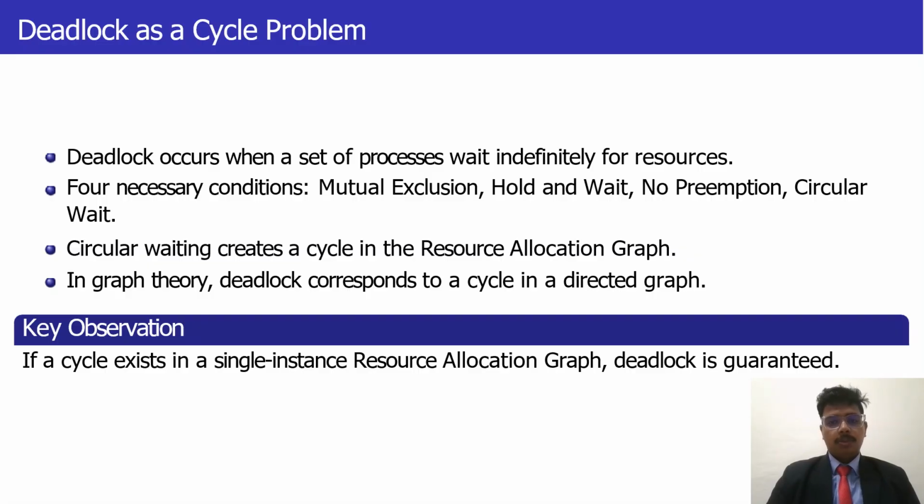Deadlock occurs when a group of processes wait indefinitely for each other's resources. There are four necessary conditions. They are mutual exclusion, hold and wait, no preemption, and circular wait. The most important condition is circular wait. In graph theory, circular wait appears as a cycle in a directed graph. If a cycle exists in a single instance resource graph, deadlock is guaranteed.